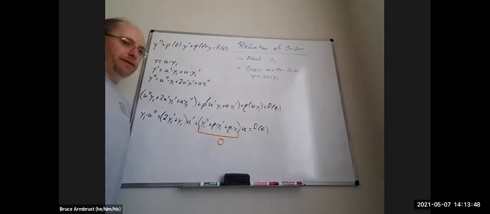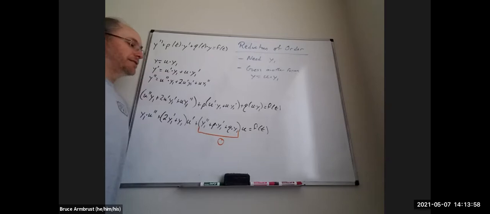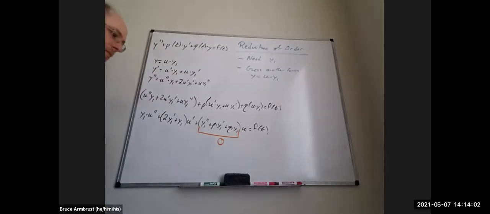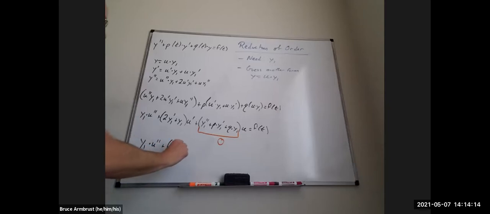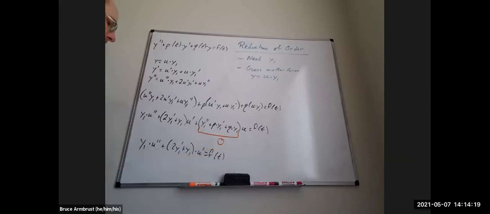Because remember what y1 is. y1 is a solution to the homogeneous, which means when we put it into this, we get 0. And that's exactly what happened. Okay, so that part just goes away. So now we're left with y1 times u double prime plus 2y1 prime plus y1 times u prime equals f of t.